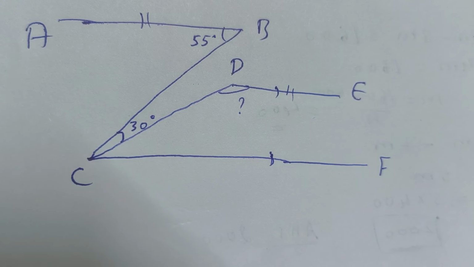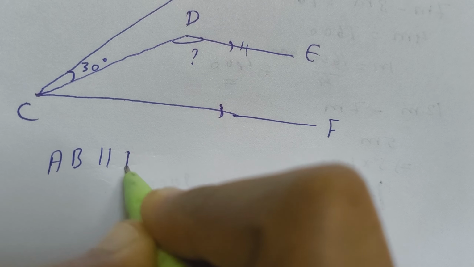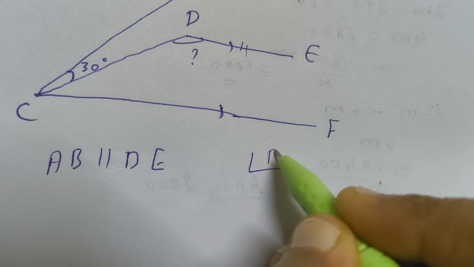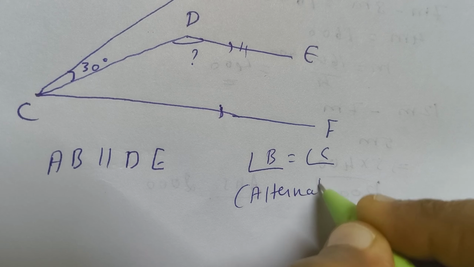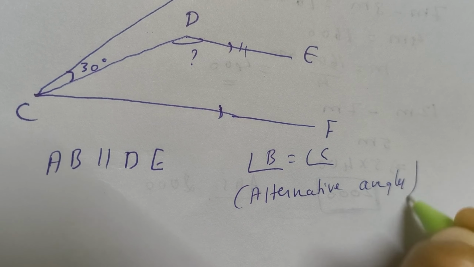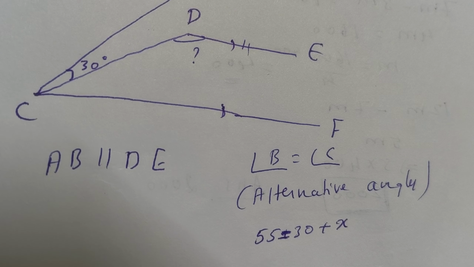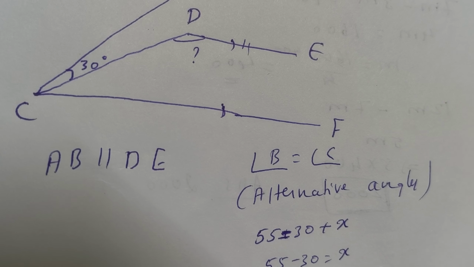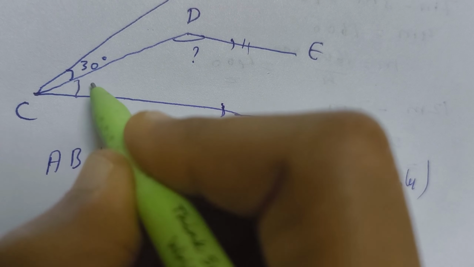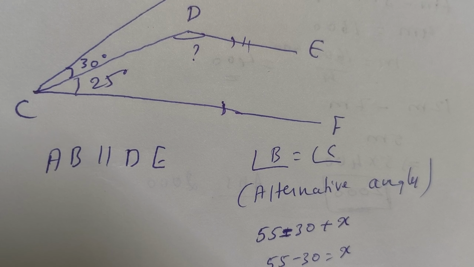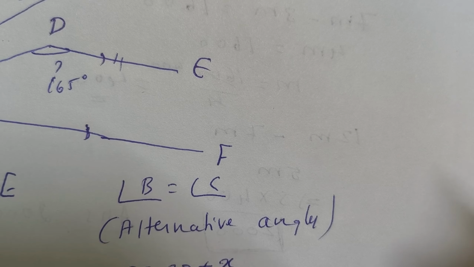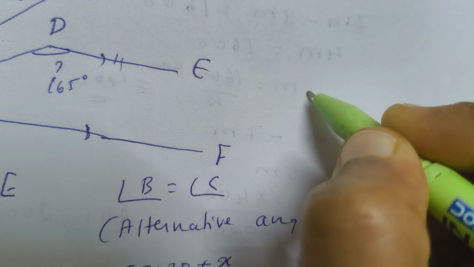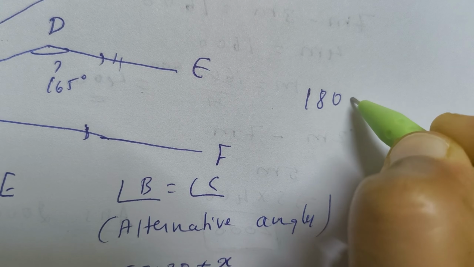And to find out angle CDE, the sum of the interior angles on the same side of the transversal CD is 180 degree. That means angle DCF and angle CDE should sum to 180 degree. So we know that DCF is 25 degree. So angle CDE is 180 minus 25, that is 165 degree. So the answer is option 4, 165 degree.